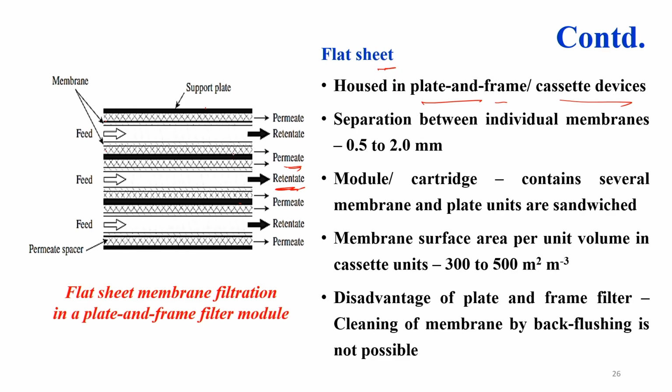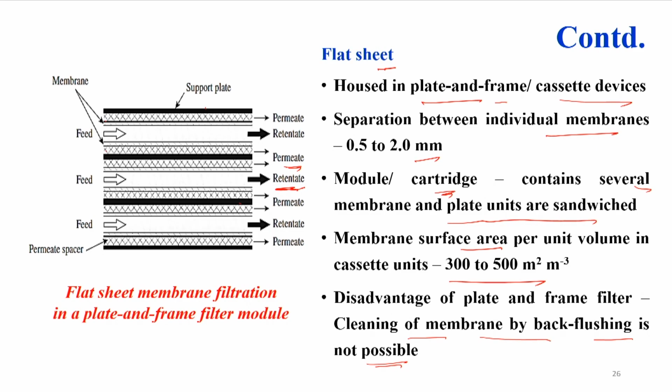So, this arrangement is housed in a plate and frame or cassette device. And the separation between individual membranes is in the range of 0.5 to 2 millimeter. So, this module, or you can say cartridge, contains several membranes and plate units like a sandwich. In this case, the membrane surface area varies in the range of 300 to 500 meter square per meter cube. One disadvantage with this setup is that cleaning of membrane by back flushing is not possible. So, we have to open it and clean it same as the filter press.